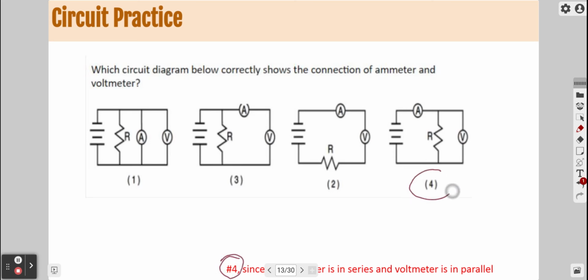So number 4, you can see here's our battery. All the electrons are going to go through that ammeter. It's the only way to get back to the other end of the battery. However, they could go through the resistor or they could go through the voltmeter. So the voltmeter is set up in parallel and the ammeter is set up in series. In this one, the ammeter and the voltmeter are both in the same single path, so they're both in series.